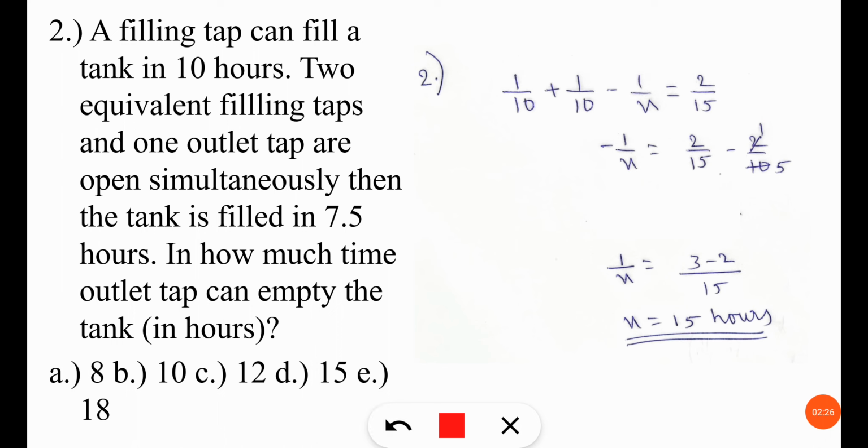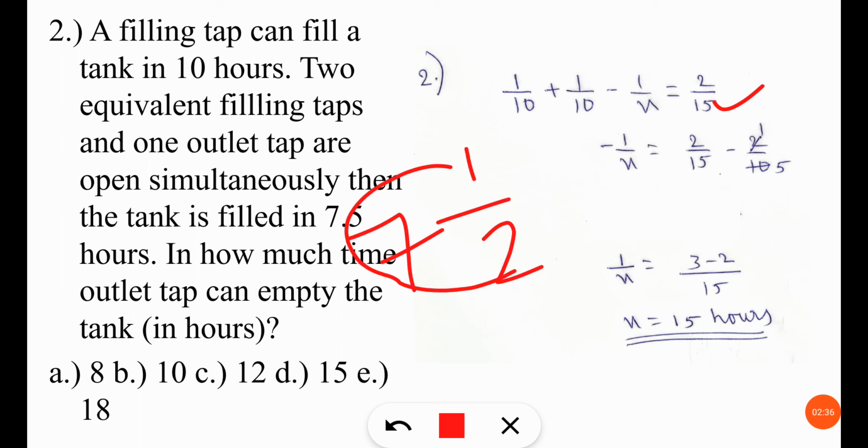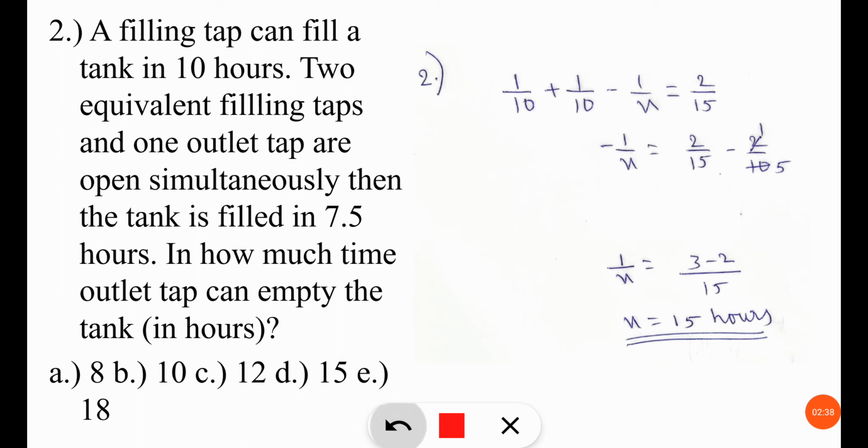So 1 by 10 plus 1 by 10 minus 1 by x equal to 2 by 15. From where did this 2 by 15 come? It is 7.5 hours. The total time taken is 7.5 hours, so 2 sevens are 14, 14 plus 1 is 15, 15 by 2. And in 1 hour the work is 2 by 15. So on solving this expression we get minus 1 by x equal to 2 by 15 minus 1 by 5, and 1 by x equal to 1 by 15, x equal to 15 hours. That is, the outlet pipe takes 15 hours, which is option D.